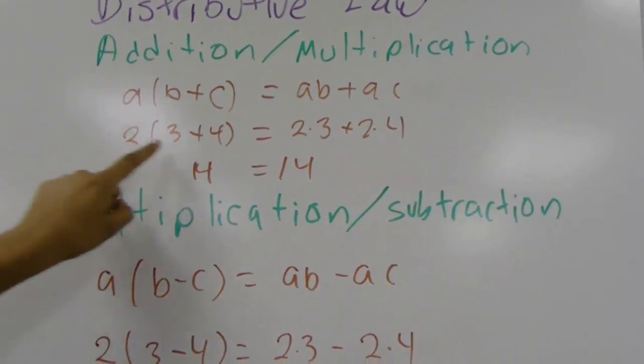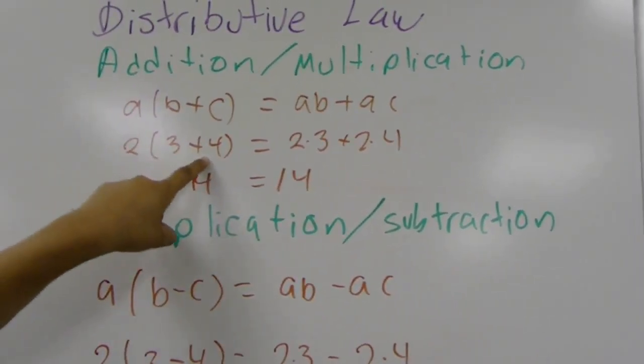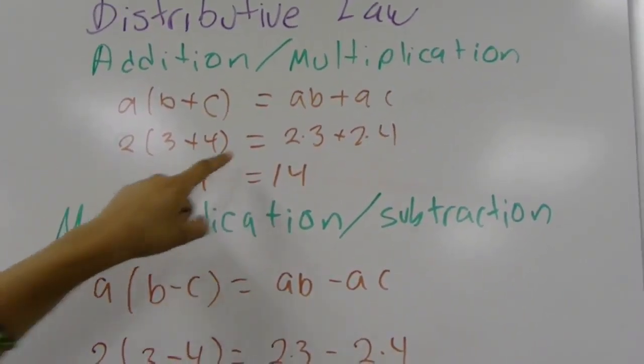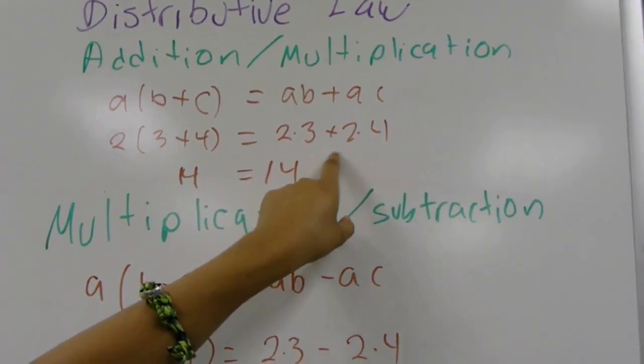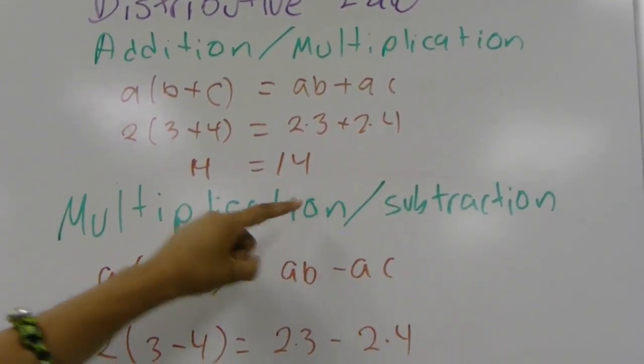And here we have the example. 3 plus 4 is 7, times 2 is 14. 2 times 3 is 6, plus 2 times 4, which is 8, it gives us 14 also.